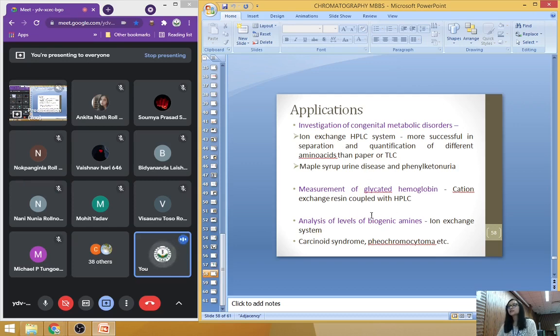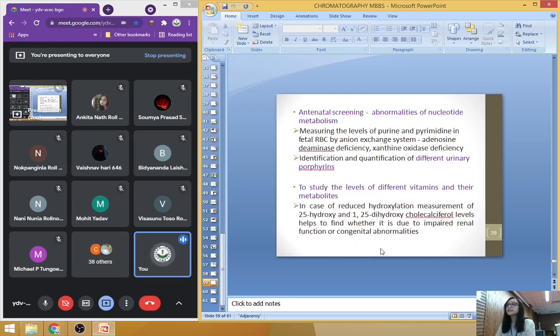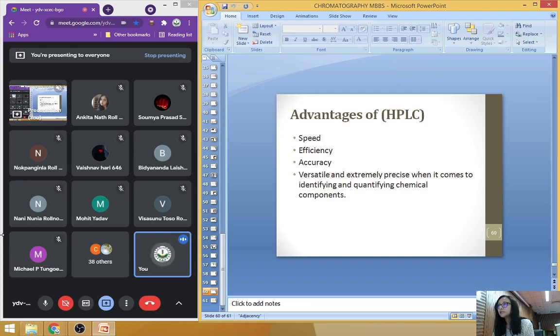Okay, then another one is measurement of glycated hemoglobin. This is the one that we have in our lab. Okay, then analysis of biogenic amines. This is important in diagnosis of carcinoid syndrome or pheochromocytoma. Then in antenatal screening, then in case of porphyrias, then to study the levels of different vitamins and their metabolites like vitamin D.